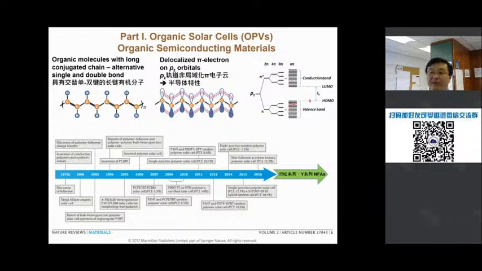The proper way to call them is HOMO, highest occupied molecular orbital, and LUMO, lowest unoccupied molecular orbital. But if you want to link this to inorganic semiconductors, you might think of it as the conduction band minimum and the valence band maximum. But remember that organic semiconductors are more of a molecular property rather than a band property.